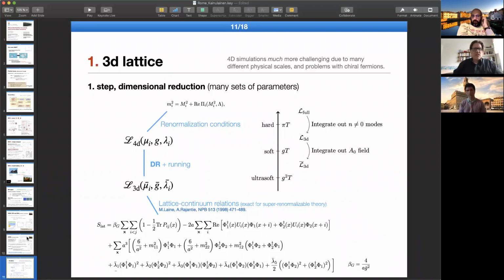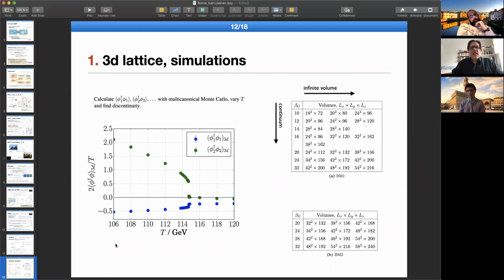Next slide. And then when you go to the lattice simulations, you calculate the expectation values of the composite operators with multi-canonical Monte Carlo, vary the temperature T, and find the discontinuity. And you have to use several lattice sizes to go to the infinite volume and continuum limit. So several simulations are involved. And then when you do that, the results look something like that.